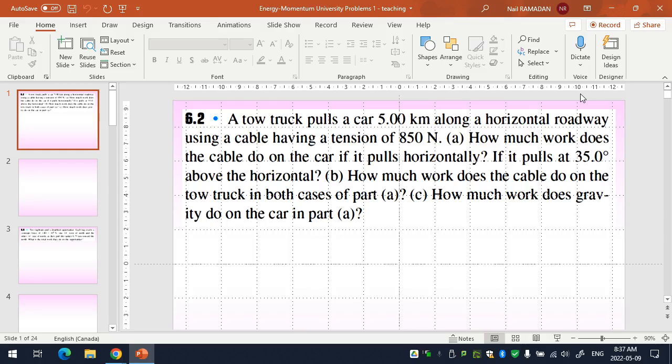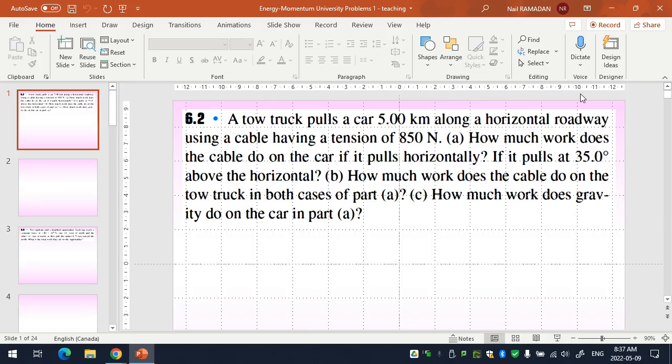Yes, Ahmed. Second, what is the degree? The degree is 0, or the angle is 0. Why? Because the tension, if it's pulling horizontally and moving horizontally, that means what? They are parallel together. The force and the displacement are parallel, which means the angle is 0. What else do we know?